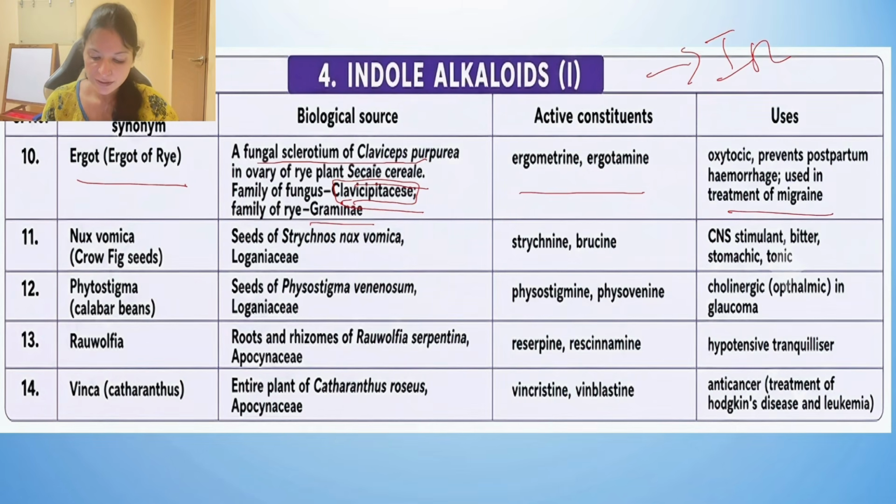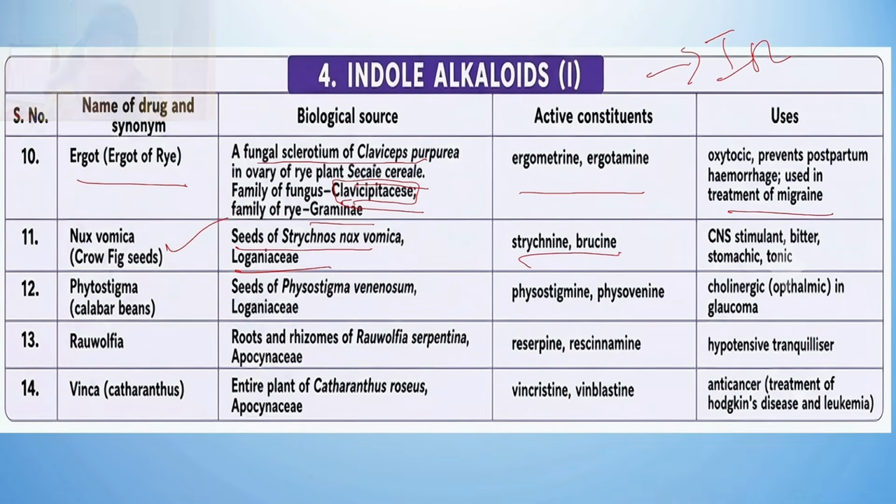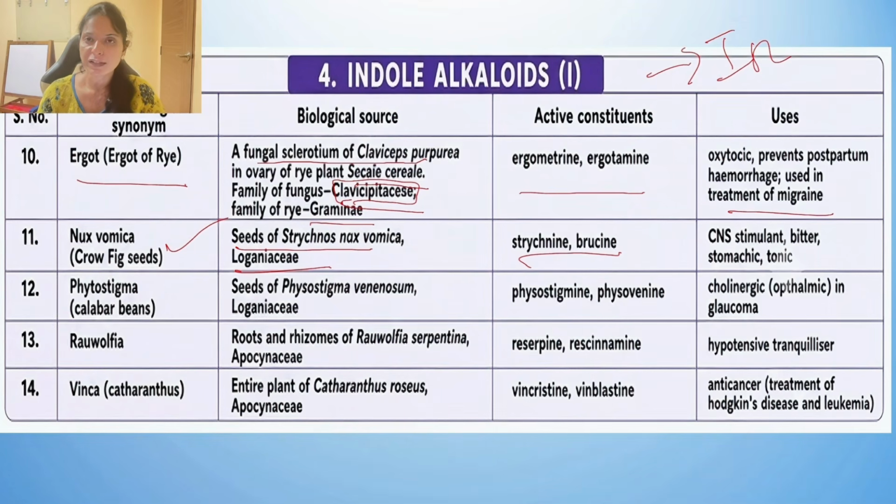These are seeds of Strychnos nux vomica belonging to the family Loganiaceae, and here strychnine and brucine are our exceptional examples of stability, because these are stable to heat, whereas other alkaloids generally decompose in the presence of heat. And the use of this nux vomica is that it is a CNS stimulant. Apart from it, it is also used as a bitter stomachic or tonic.